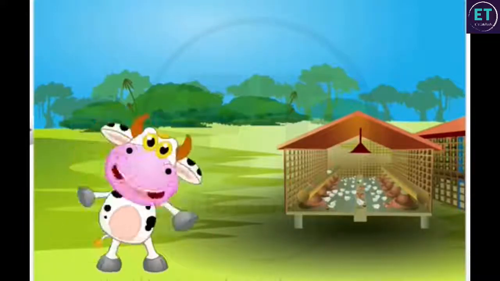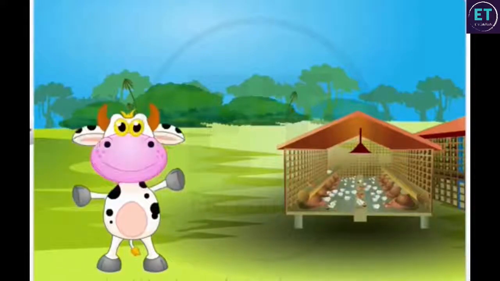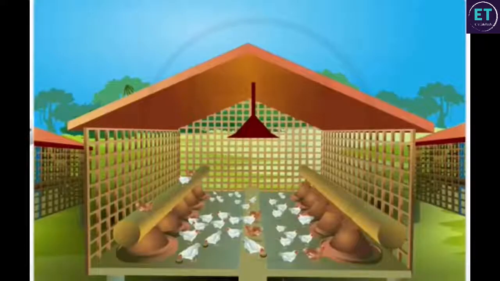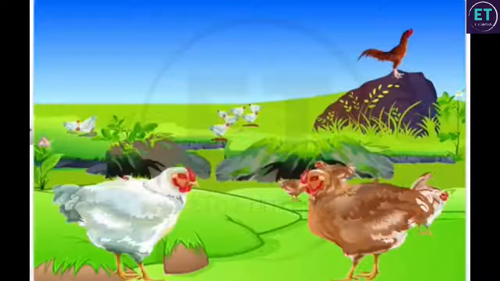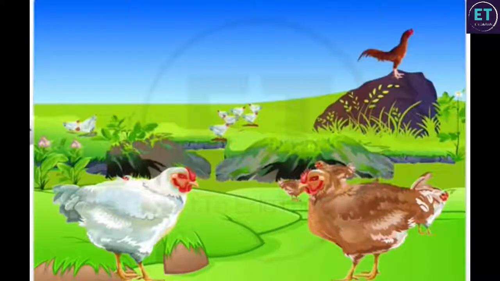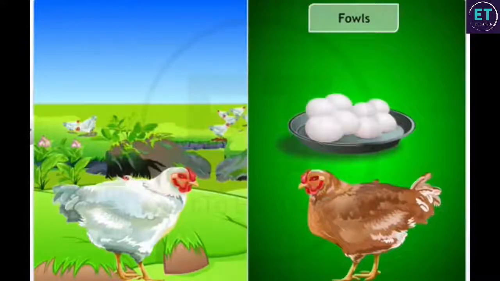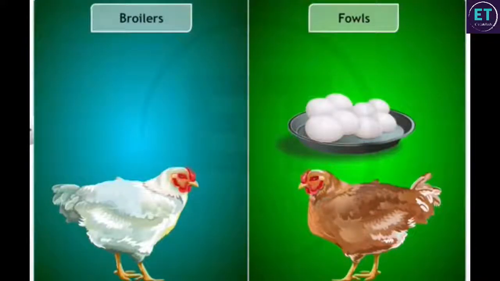Hey, who lives in that area across the field? I see some hens. Moo is talking about the poultry farming section. Poultry farming is the practice of raising poultry for egg production and chicken meat. Typically, fowls, an improved poultry breed, are used for producing eggs and broilers are used for producing meat.